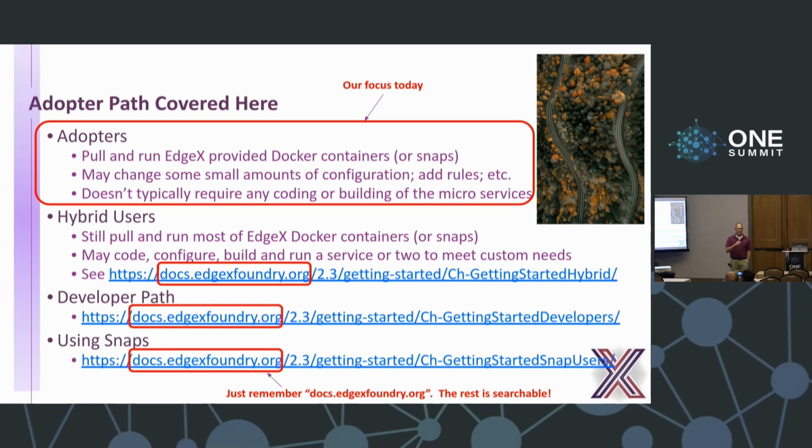So go out to that page. There's a search bar in there, say hybrid or developer path, and it'll take you to all these pages that I've got listed here. So it's a really quick and easy way to get into and learn more about the project. And I'll bring some of that back up at the end of this discussion as well.